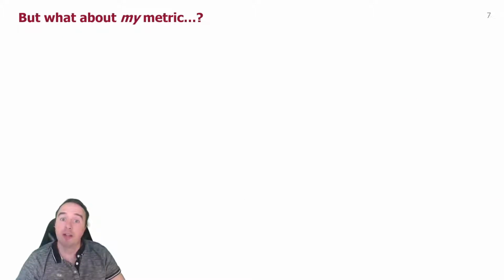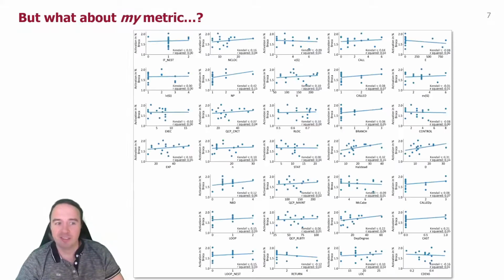Now, some of you might say, oh, you only tested these 4 metrics. You didn't test my metric. My metric is so much better than all of these others. Well, we might have. We actually explored 37 additional metrics just to see if any of them perform better on our data. But we didn't find any. Even advanced industry metrics like SonarQube's cognitive complexity have little predictive power.